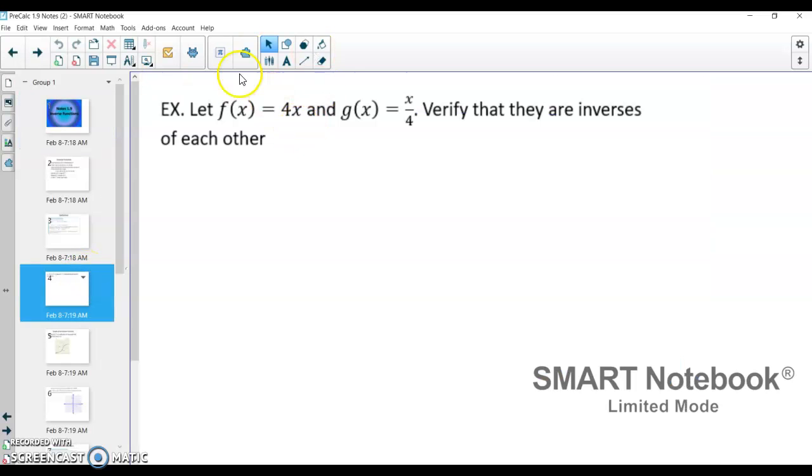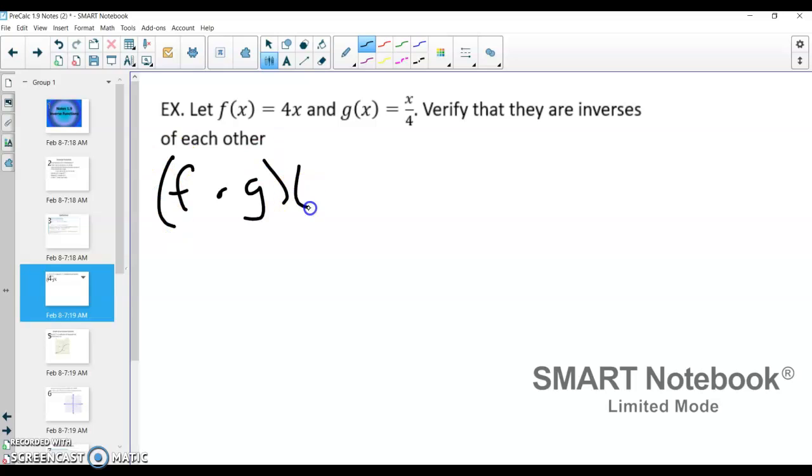So first one here, we have f of x equals 4x, g of x equals x over 4, and we want to verify that they are inverses of one another. And if we want to do that, we need to do f of g of x. So we've got to do the composite function and see what happens. F of g means that this is the f function for x, but it's going to be composed of g, so we're going to replace this x with x over 4. We're replacing our x with g of x.